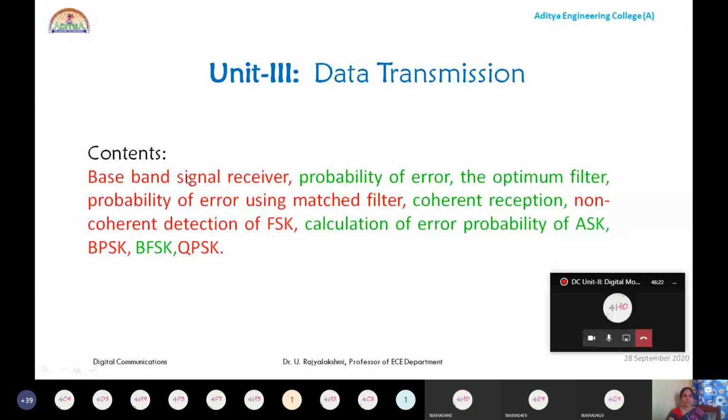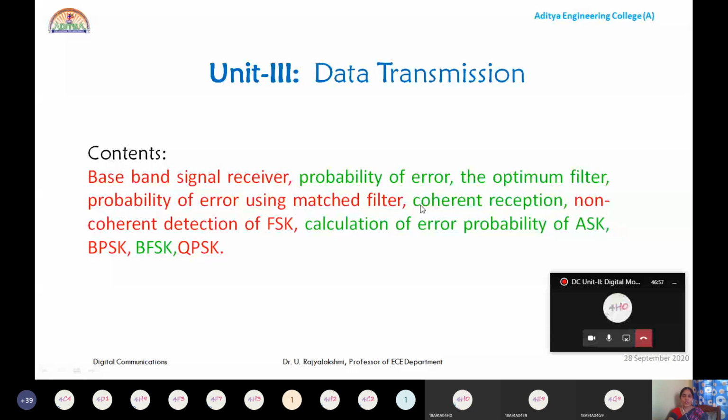Coming to our syllabus, the contents present in the corresponding 3rd unit. First, we'll go through the baseband signal receiver. This is the general receiver section, and using this receiver, we'll calculate the probability of error. First, we'll calculate the output SNR for this baseband signal receiver and its probability of error. Then we'll consider the optimum filter and matched filter, the 2 kinds of filters.